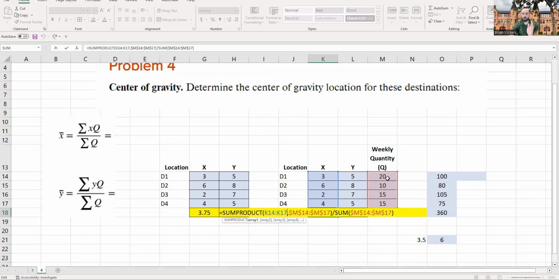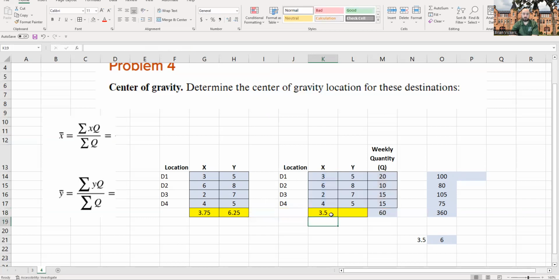I locked in the weekly quantities because I'm going to shift this x over to the y. So I want the x coordinate here to shift, but I do not want the weekly quantity reference to shift. I divide that sum product by all the quantities added together, the sum of my quantities, and that got me 3.5, just like I did on the long version by hand. Copy it over one time, and I should get 6, and I do. So that's how you would do a weighted average whenever the quantities differ at each location.